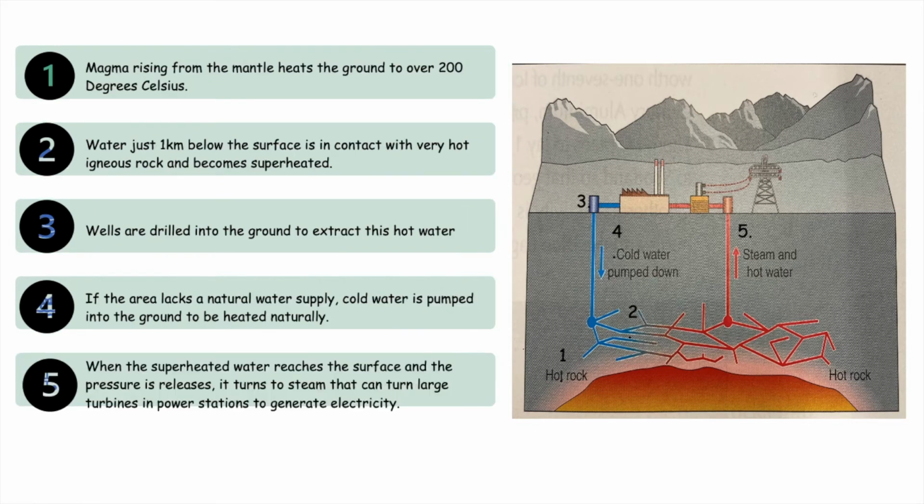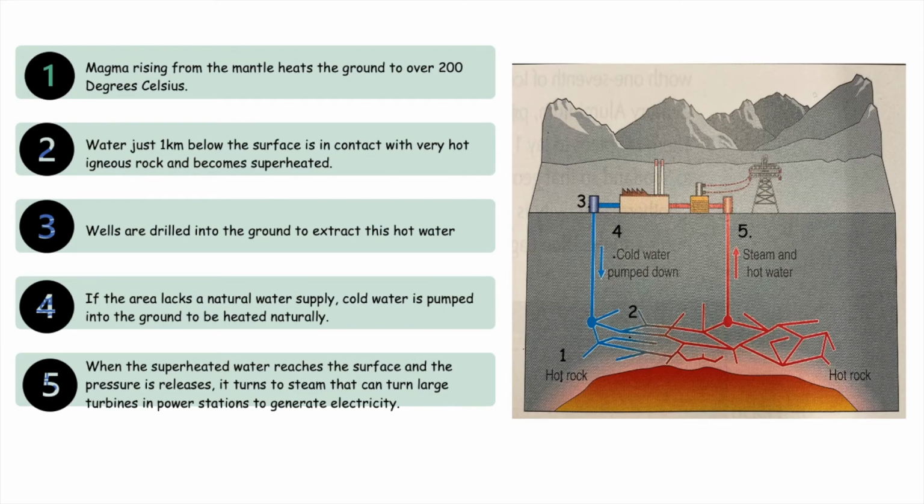And then number 5, when the superheated water reaches the surface and the pressure is released, it turns to steam. That can turn large turbines in power stations to generate electricity. So when hot water is pumped back to the surface, a huge amount of pressure is let off. That lets off steam, and the steam then turns turbines within these power stations. These turbines, as they turn, generate electricity, and that electricity is pumped out to homes all across Iceland.